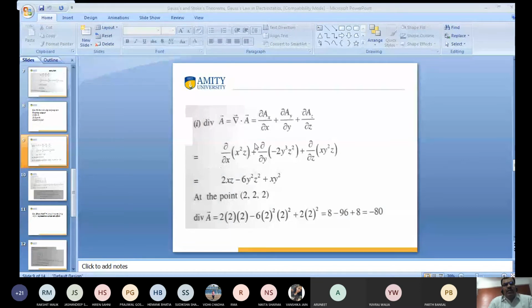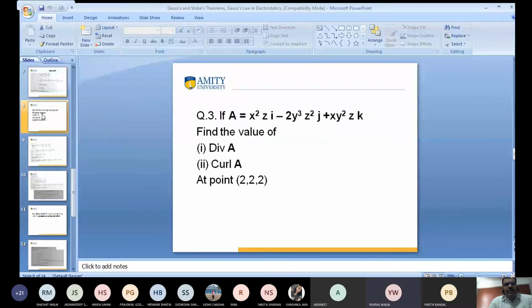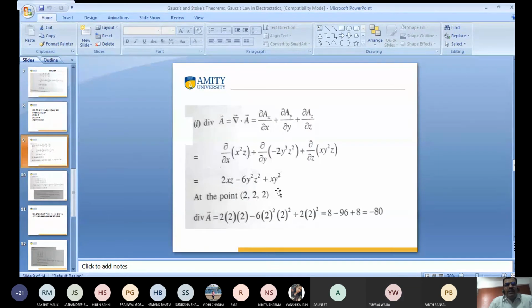Is it correct or not? And del by del x of x squared y squared z, yes or no, my friend? Yes, sir. Okay, what is the answer? I hope you saw this one. Del by del x of x squared z means 2xz, and this is equal to 6y squared z squared, and z is 1, so x y squared.